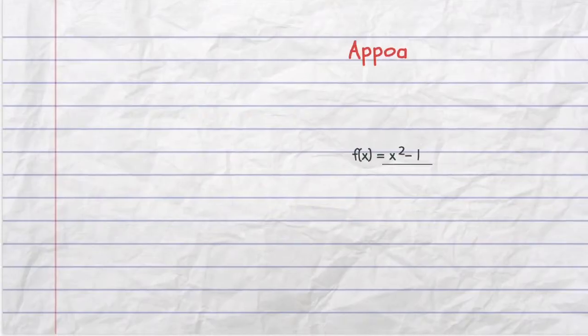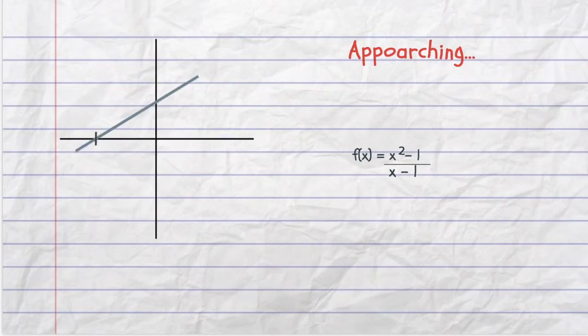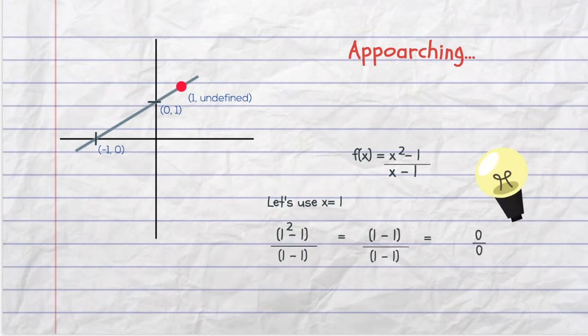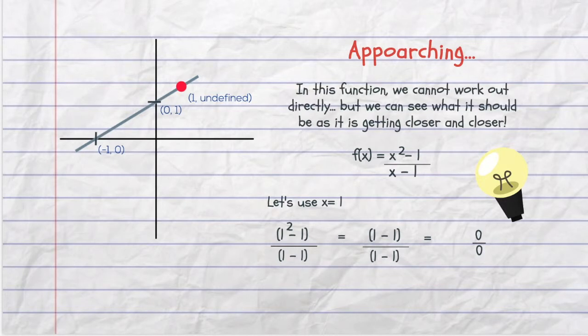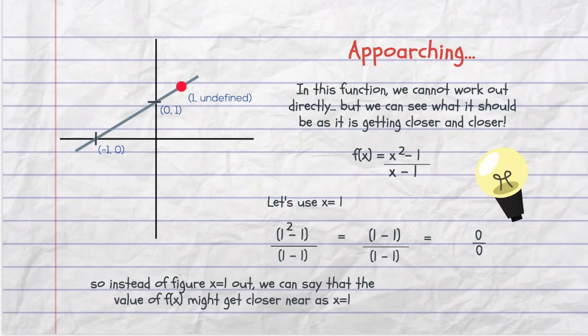For example, the function (x to the power of 2 minus 1) over (x minus 1). In this function, if we try to plug in x equals 1, the result will be 0 over 0, or undefined. So in this function, we cannot work it out directly, but we can see what it should be as it gets closer. In this case, instead of figuring out x equals 1, we can say that the value of the function gets closer to something near x equals 1.